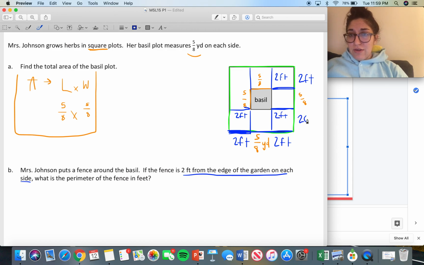So all the way around, everywhere, each side of my fence is going to be 2 feet plus another 2 feet, or 4 feet, plus 5/8 of a yard. So I know that this side is going to be 4 feet and 5/8 of a yard. And this side is also going to be 4 feet plus 5/8 of a yard.